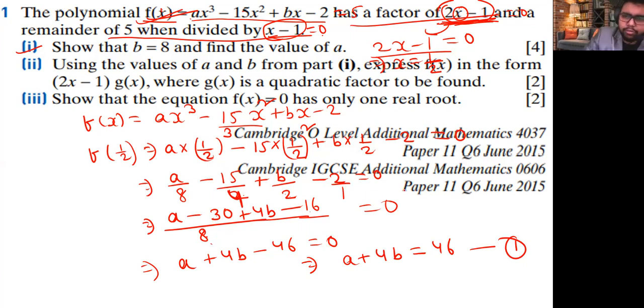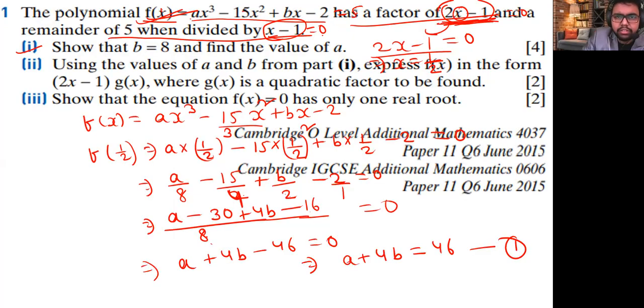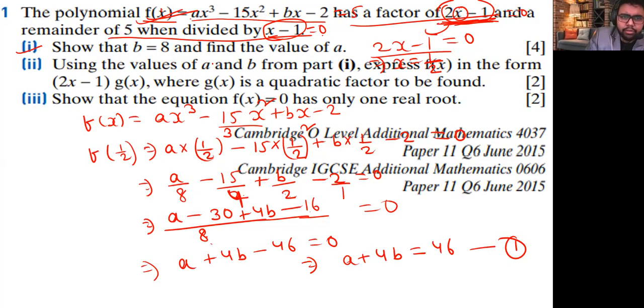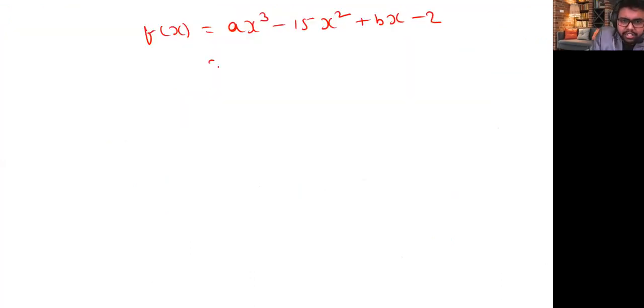Let us try to find the other thing. Again, I'm writing my function f(x) is equal to ax cube minus 15x square, what was that? Plus bx and minus 2. I think this is my function. Yes. And after that, we know that when we put x minus 1, I am going to get a remainder of 5. So here x minus 1.